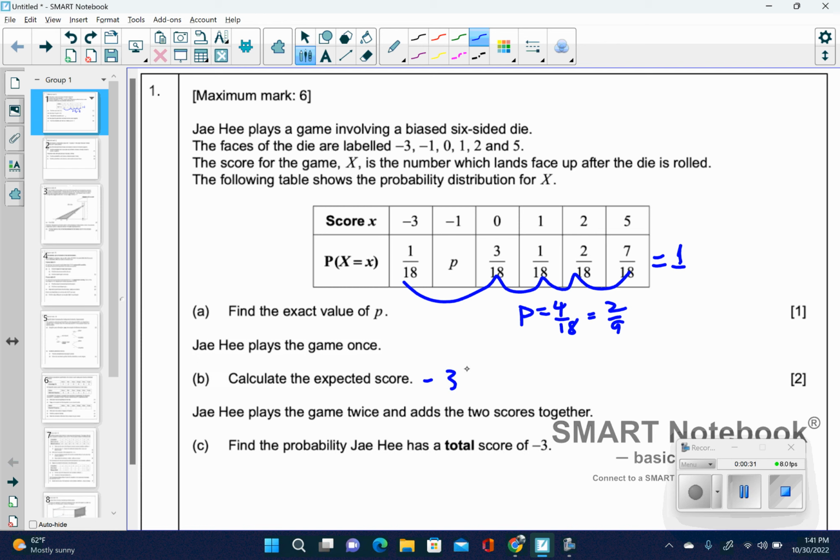Just to refresh your memory, you have to do -3 times 1 over 18 plus -1 times, we just found out that P is 4 over 18, plus, and you keep going until you do 5 times 7 over 18. You hit enter in the calculator and you get either 11 over 6 or 1.83.